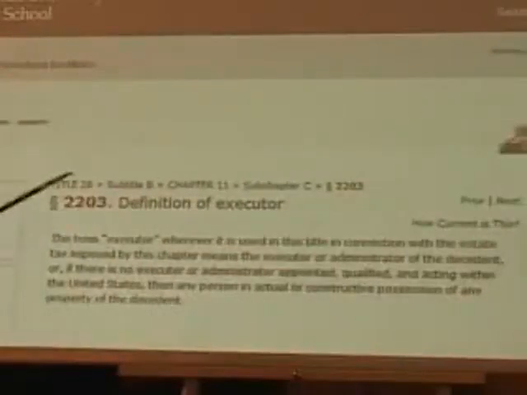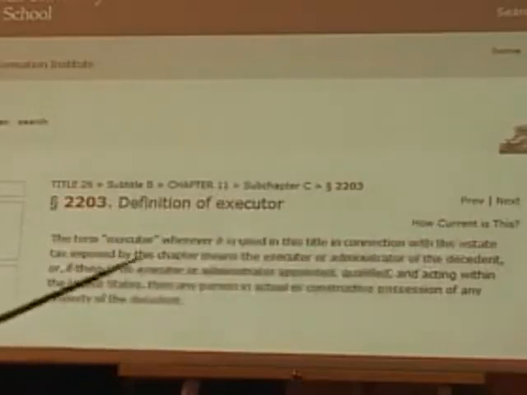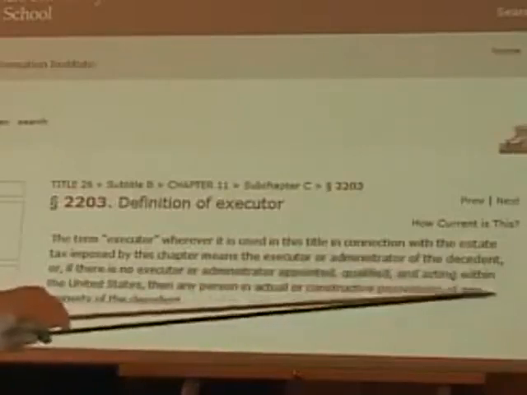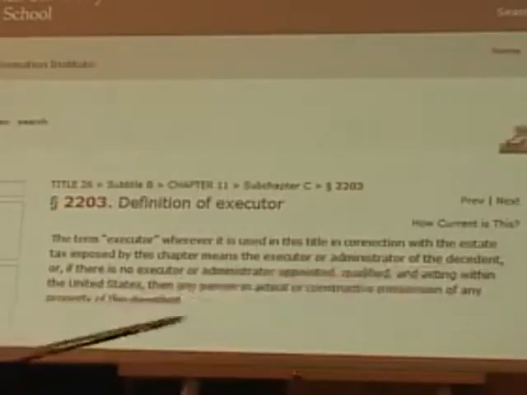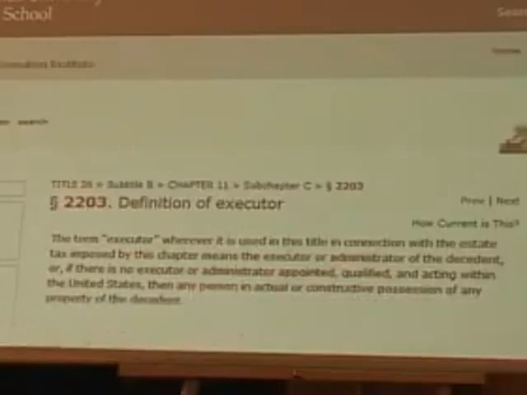Section 2203. Executor. This is 2203 of Title 26, definition of executor. The term executor, wherever it is used in this title in connection with the estate tax imposed by this chapter, means the executor or administrator of the decedent. Who is the decedent? The all capital letter name, who you call a straw man. Or if there is no executor or administrator appointed, qualified, and acting within the United States, then any person in actual or constructive possession of any property of the decedent. Every time you go into court, the judge is acting as an executor of the estate. You just don't know it. That's what this says. Does he have actual and constructive custody of your estate? You're in his courtroom. The all capital letter name is a legal estate. Does he have constructive custody of it? You're damn right he does.